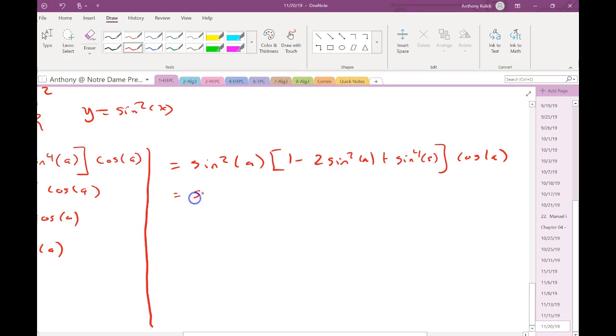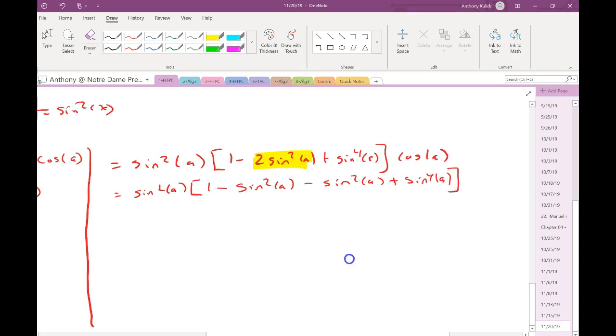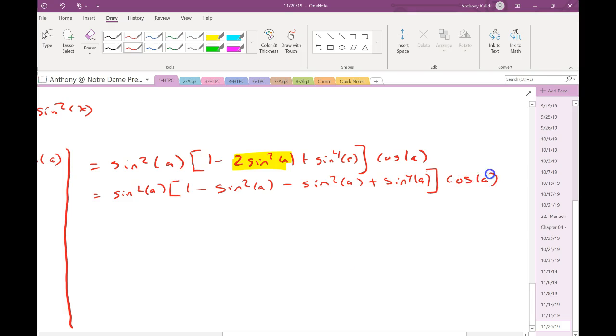All right, so to avoid having to factor, what I would do is I'm going to take this piece and I'm going to rewrite this. You ready? So I'm going to write it as minus sine squared a and then minus sine squared a. Because sine squared a minus sine squared a is minus 2 sine squared a.